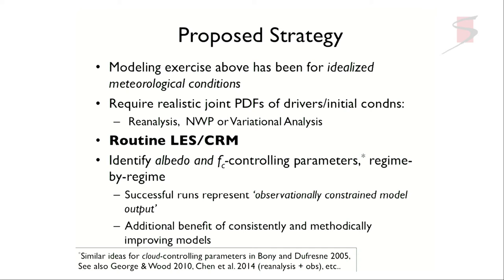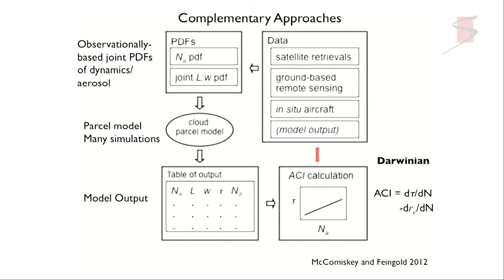When we do this on a regular basis, though, the successful simulations represent observationally constrained model output, and those are particularly useful. The unsuccessful ones are good material for trying to understand why the model's not performing well. And we have this additional benefit of consistently and methodically improving the models. A few years ago, we proposed something much less ambitious. The idea here was to get joint PDFs of aerosol, liquid water, and vertical velocity, and we were going to get those from data, either ground-based, in-situ aircraft, or satellites, and we were going to run those through cloud parcel models. And we would then be sampling realistic joint PDFs of key parameters, some of which have been identified here in this room.